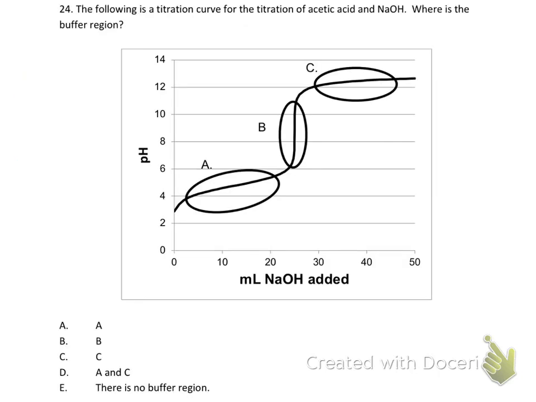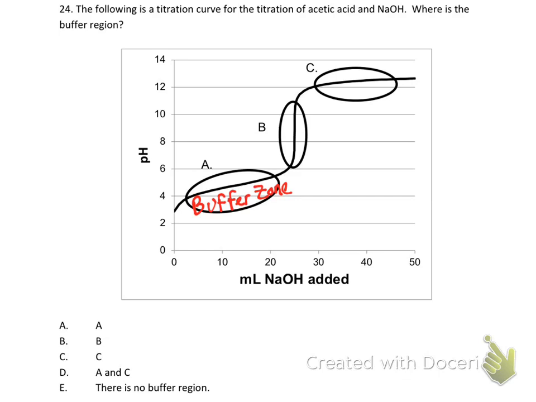Up next, we're trying to find where the buffer region is for this titration curve. Whenever we titrate, so this is a titration of a weak acid plus a strong base, we'll always go through this region where there is a slight change in the pH, but it's being relatively controlled despite the fact that we're adding in hydroxide. This is our buffer zone.